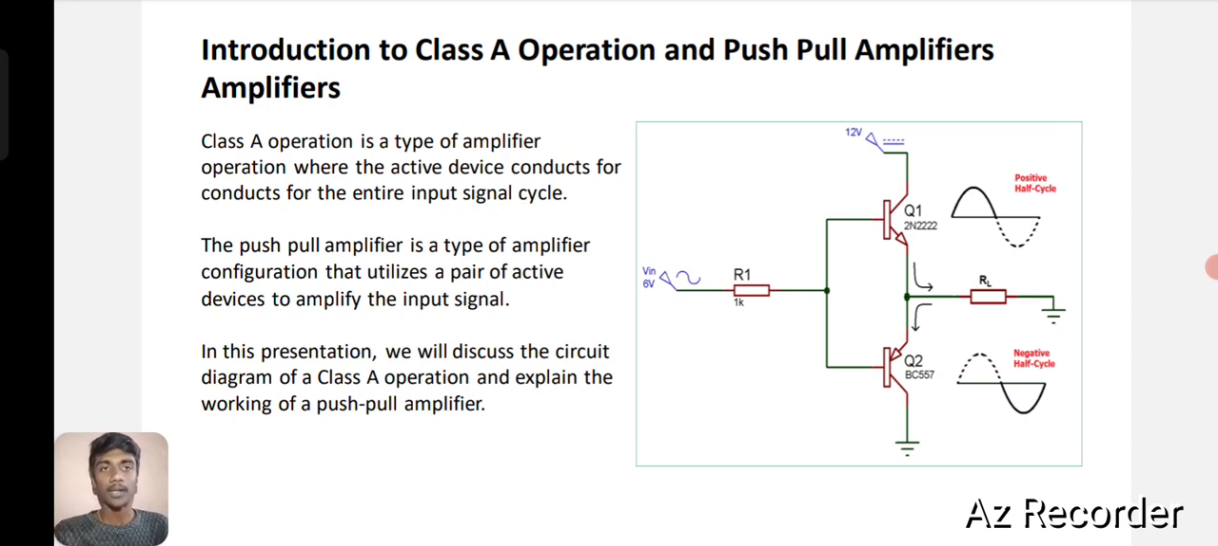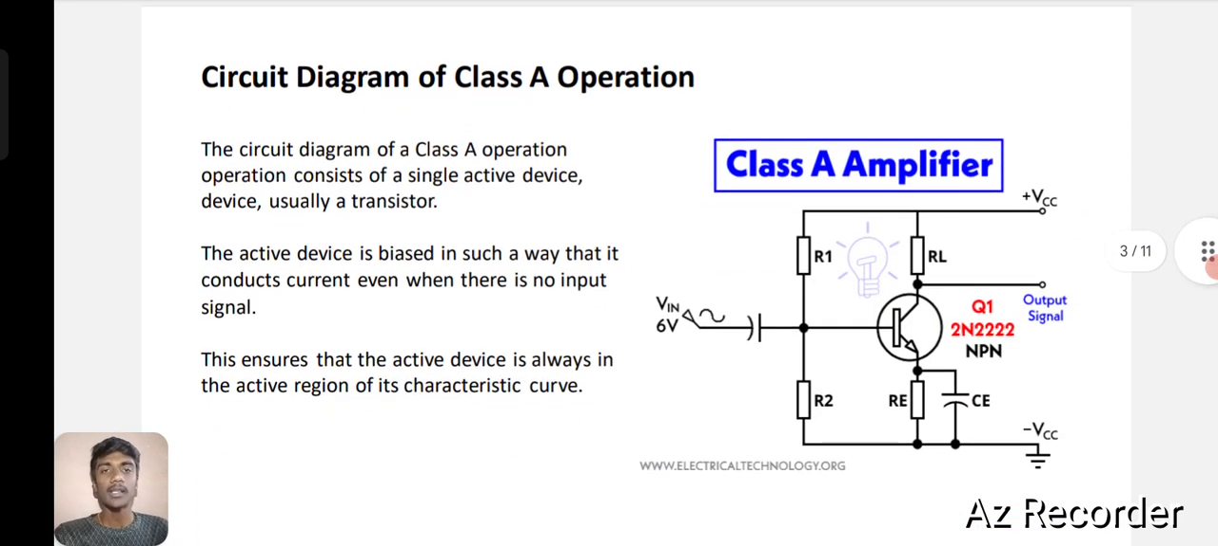The push-pull amplifier is a type of amplifier configuration that utilizes a pair of active devices to amplify the input signal. In this presentation, we will discuss the circuit diagram of a class A operation and explain the working of a push-pull amplifier. In the circuit diagram, we have used resistors and Q1, Q2 points to see the wave signals. Next slide. Next slide is a circuit diagram of class A operation.